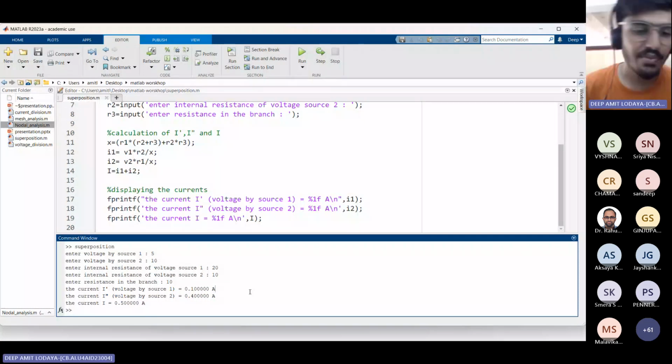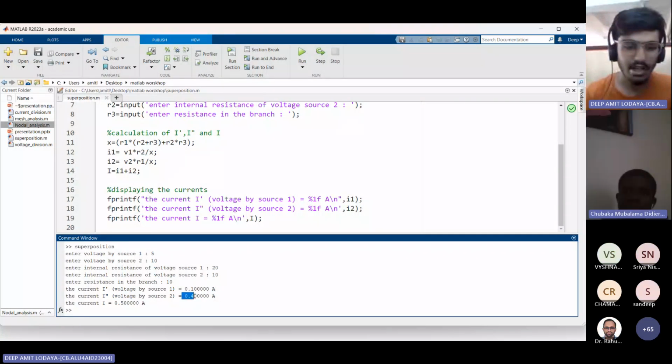So in the end, we get the answer. I dash is going to be 0.1 ampere, I double dash is 0.4 ampere, and the sum of the two, I, is 0.5 ampere.